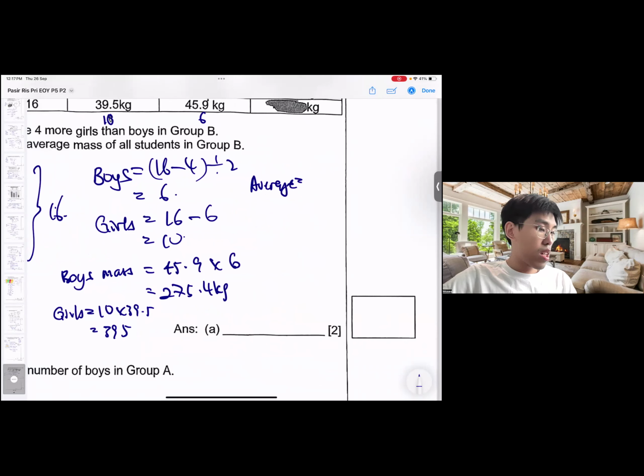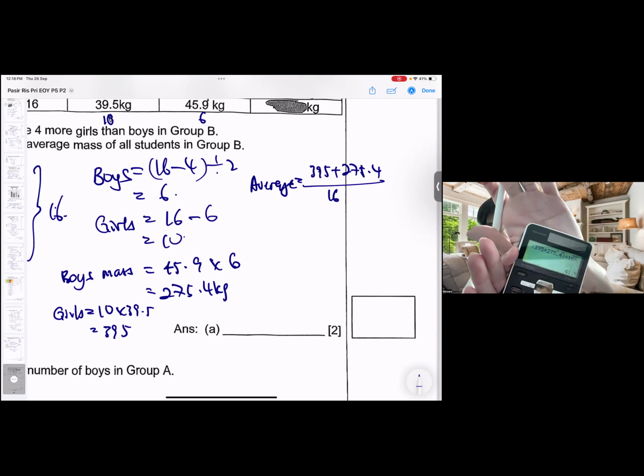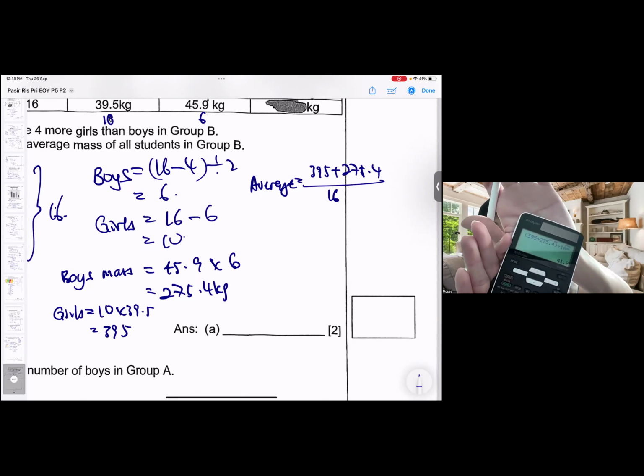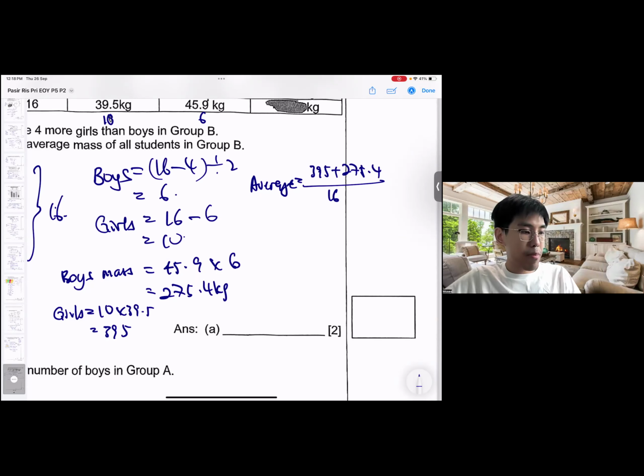So the average will be 395 plus 275.4 over 16. So 395 plus 275.4, then I divide this number by 16. Okay, 41.9.